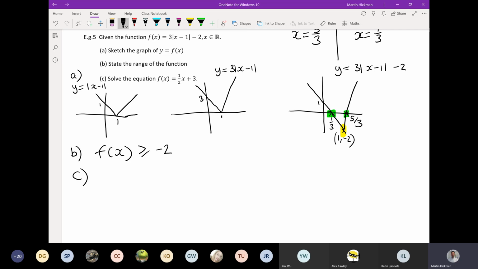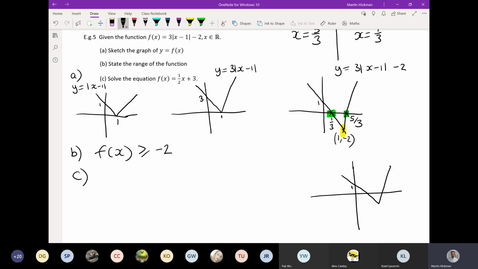Last thing I've got to do is solve the equation 3 modulus of x minus 1 take away 2 equals a half x plus 3, where the left side is your f of x. So again, do a sketch because then you will see where your solutions are. Firstly, I'm going to draw my f of x again, and then I'm going to draw the line a half x plus 3 here.